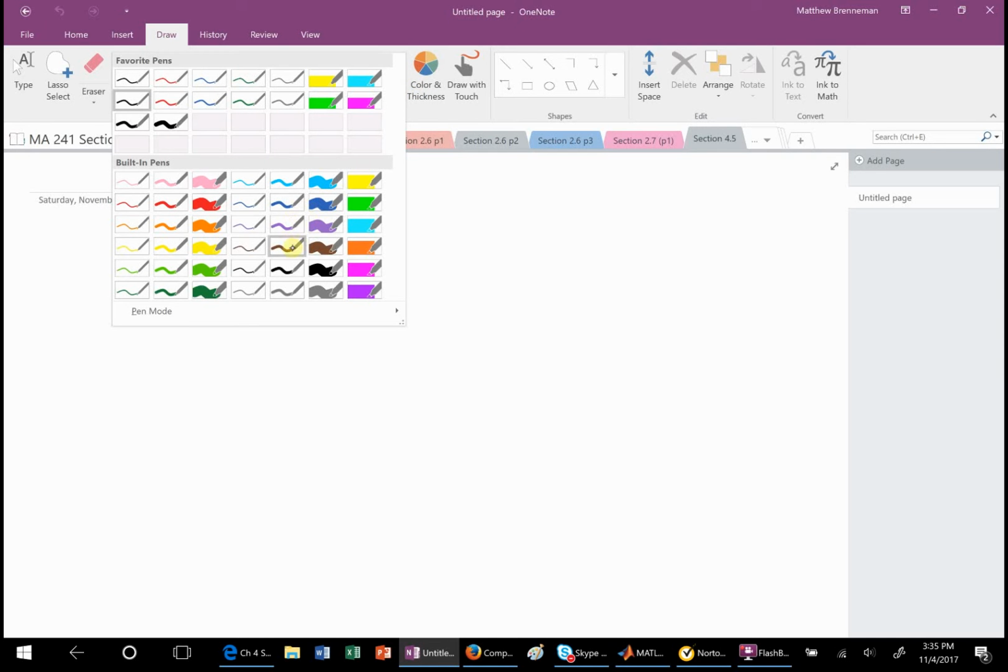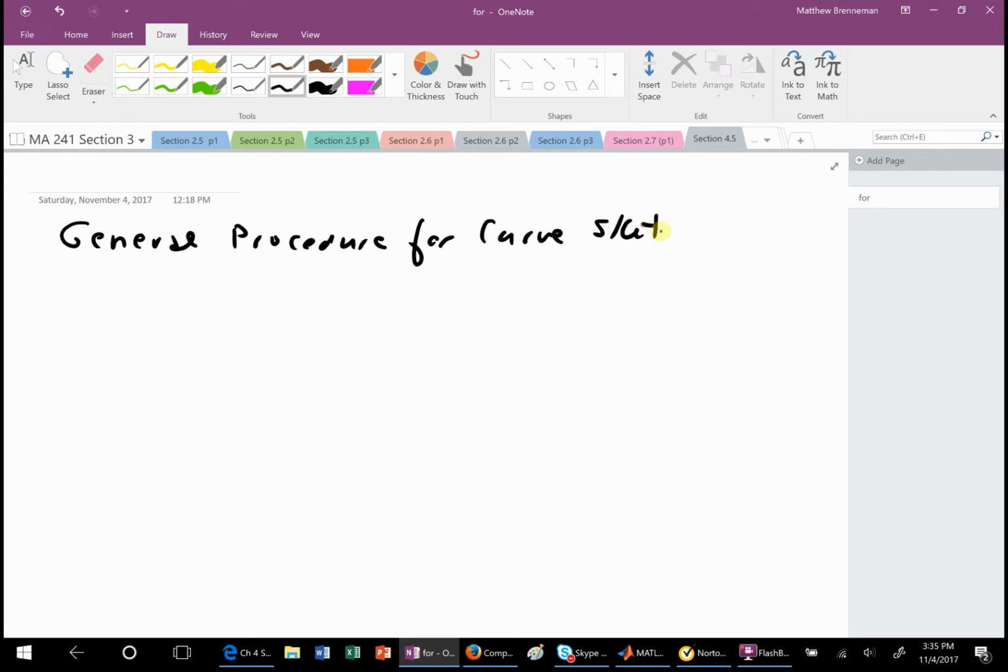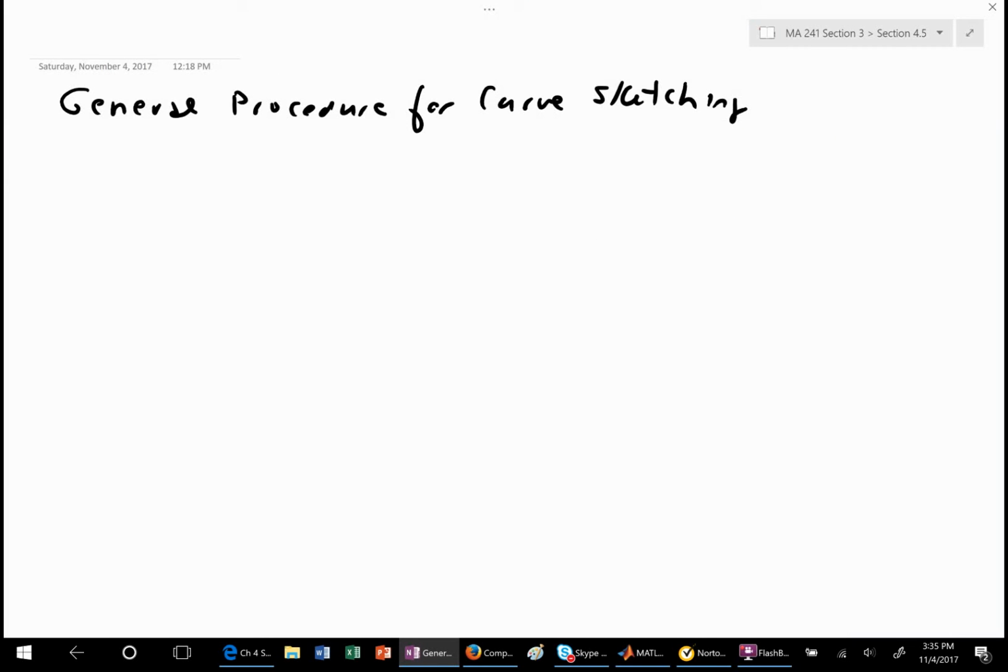We're going to start off with talking about the general procedure for curve sketching. Okay, if you have trouble reading anything, I don't write as well on OneNote with this pen, so just let me know, okay? But it's the only way I can make a video.